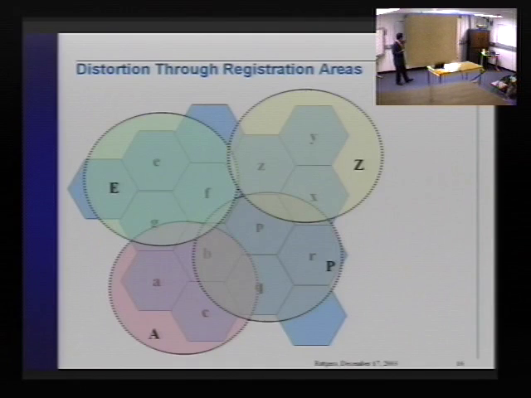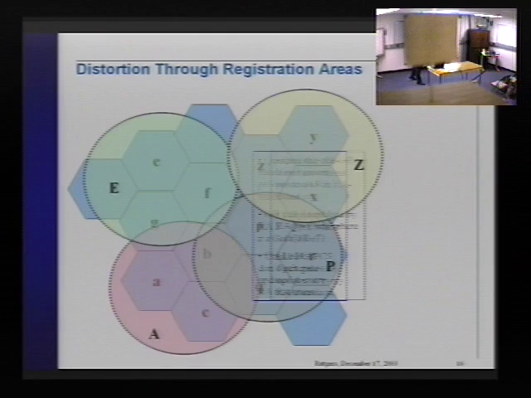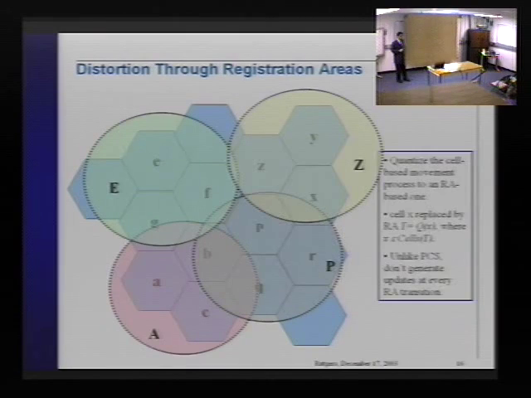So I have this very simple idea that we take the registration areas, and I believe these are 4 registration areas. What I do is I quantize the cell-based movement of the mobile nodes to an array-based one. If you look at it from information theory, I'm doing rate distortion by essentially doing quantization followed by source coding, just to give you the basic idea. So if there is a cell X, you replace it by Q of X, which is the quantizer, which is the big A. So the update that you send is going to be the big A.